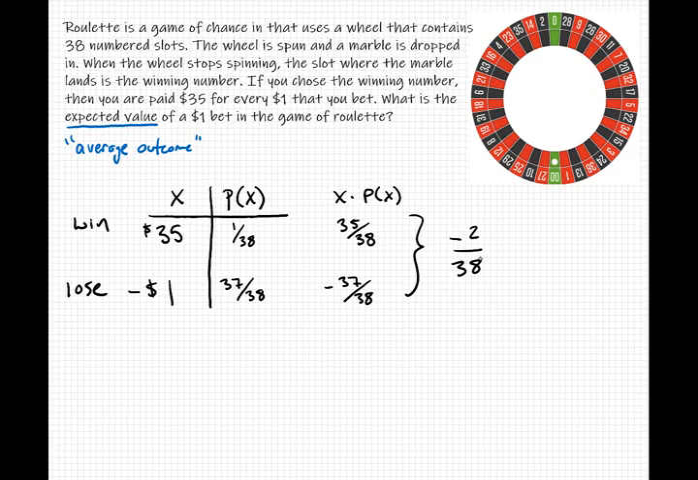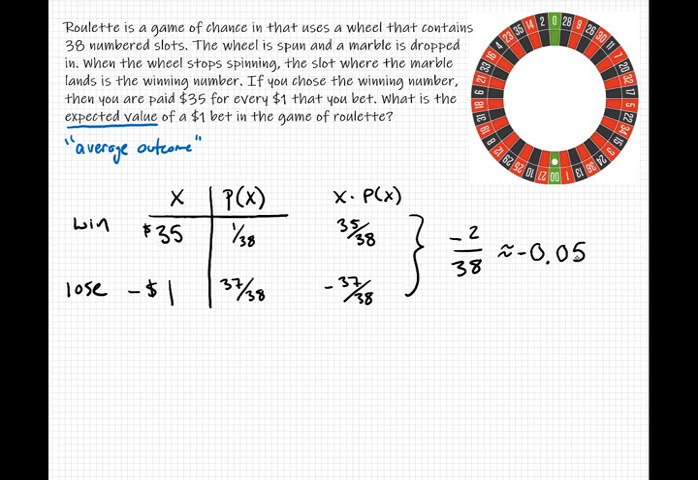So that's the weighted average of the two outcomes. And we'll probably want to convert this to a decimal because we're talking about money, and money is usually given in decimal form, almost never given in fraction form. So if you plug -2 divided by 38 into a calculator, you get approximately -0.05. If we round to the nearest penny, you get -0.05.